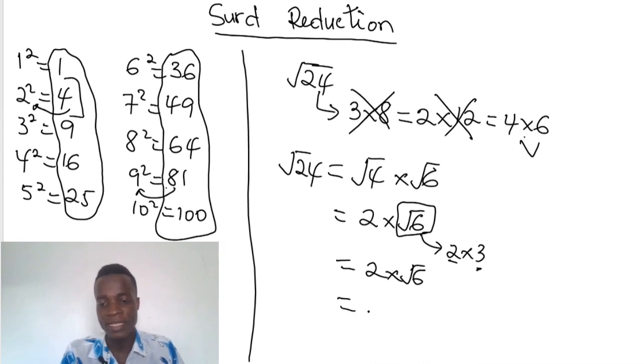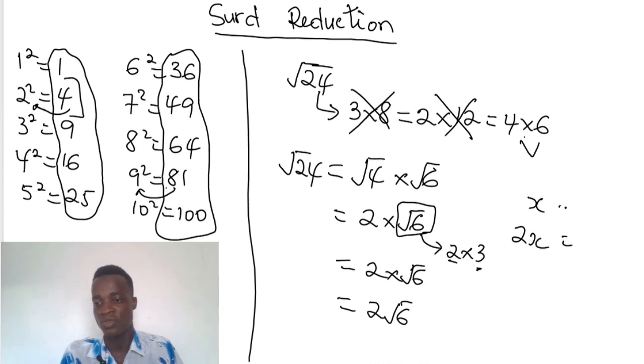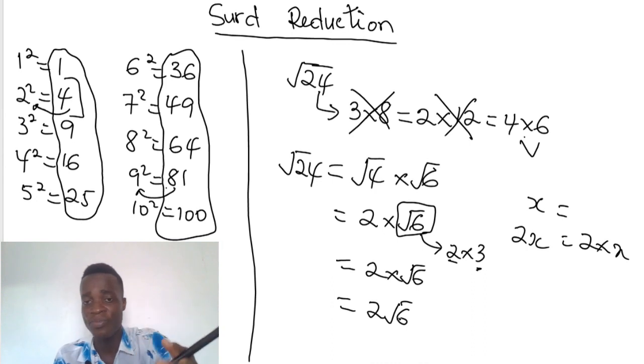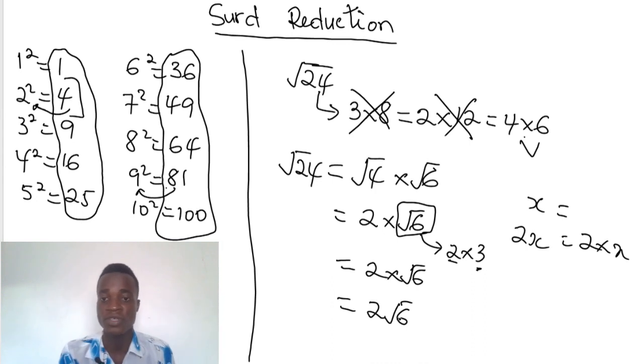But it's best to write it in this form: 2 root 6. 2 root 6 just means that we are multiplying. Just how you have x, right? We have 2x. So 2x, you can say is 2 times x. So you just write it as 2x to show that they mean that. So that's how roots also work. So you see a number multiplying a root like that. So there is 2 root 6. 2 root 6 is our final answer. So if you are asked for the reduction of square root of 24, you are supposed to have 2 root 6.